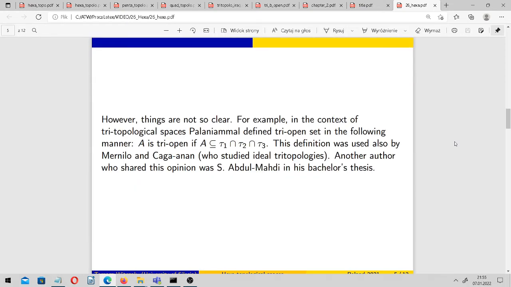However, things are not so clear. For example, in the context of 3 topological spaces, Palaniammal in his doctoral thesis defined a 3-open set in the following manner. A is 3-open if it is contained in the intersection of these 3 topologies which constitute a 3 topological space. This definition was used also by Mernillo and Chaganan, who studied ideal 3 topologies, and another author who shared this opinion was Abdul Mahdi from Iraq in his bachelor's thesis.